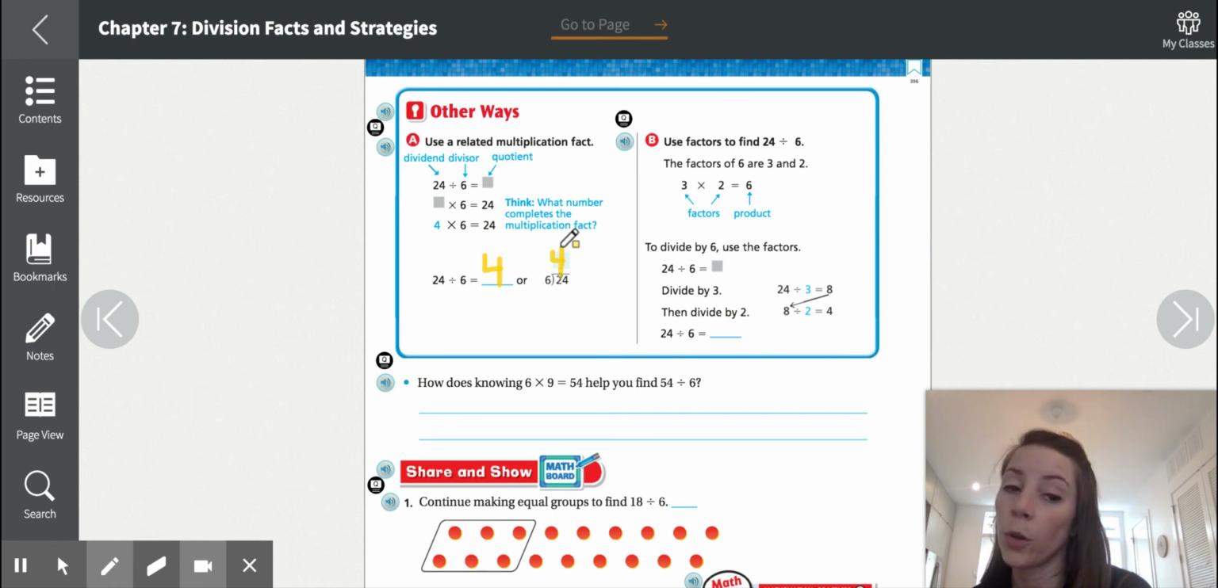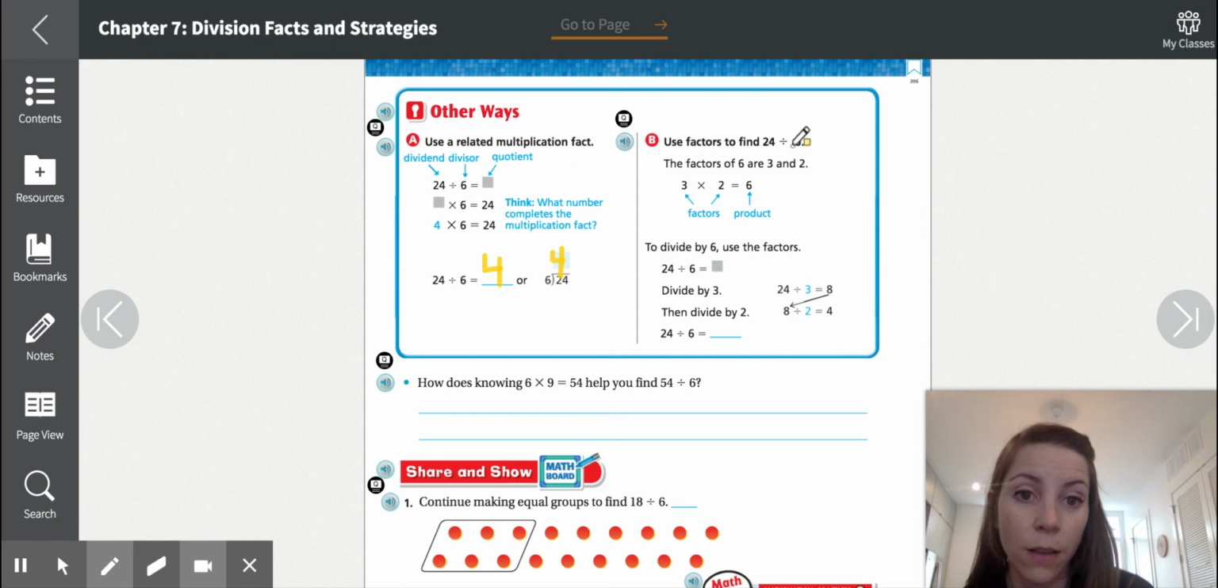Now, if you don't know your multiplication facts yet, then we can do this other option. Use factors to find 24 divided by 6. So right now, 6 is kind of a big number for us to divide by. We're not good at doing that mentally. So instead, you can think of the factors of 6, which are 3 and 2, right? When you multiply 3 times 2, it gives you 6. So it's kind of like we're taking 24 and we're going to divide it one step at a time, okay?